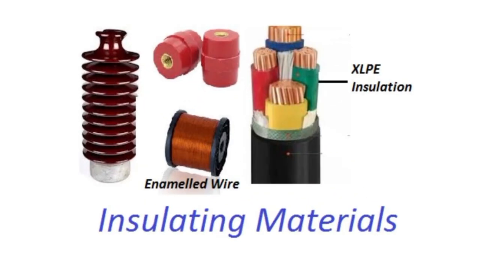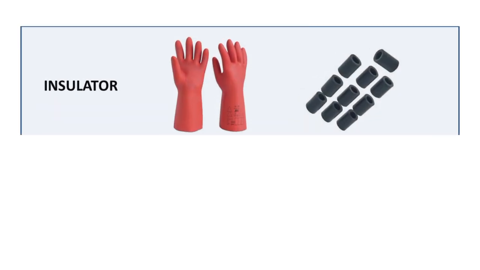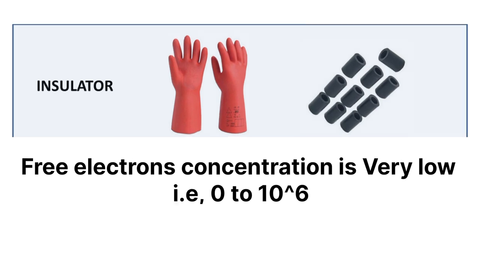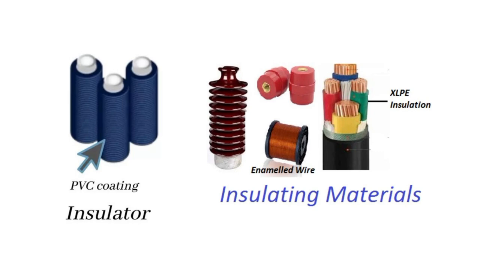The matter is said to be an insulator if it has a free charge concentration, or sometimes we call it a free electron concentration, from 0 to 10 to the power 6. Then that will be called an insulator. This type of material normally doesn't conduct electricity.